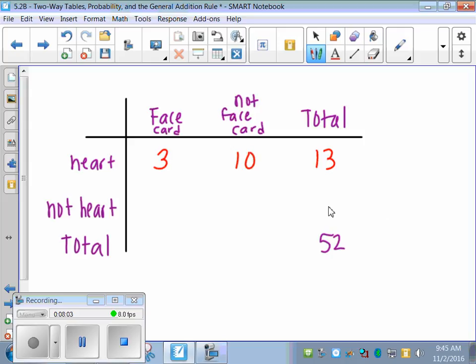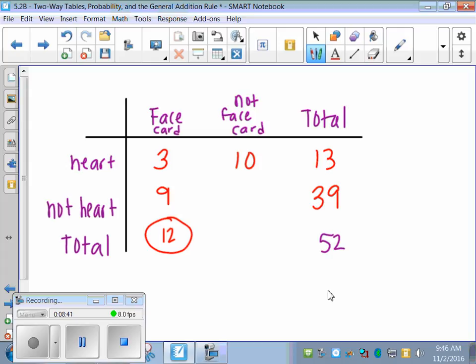Now, you might want to fill totals in as much as you can. Sometimes those are easier, right? So now I can also fill this one in because if 13 are hearts, how many are not hearts, you guys? 39, because they have to add to the 52 here, right? Okay. We can also figure out how many total face cards there are. So the next thing I would do is the total number of face cards. There are 3 in each suit, right? And there are 4 suits. So how many face cards? 12.